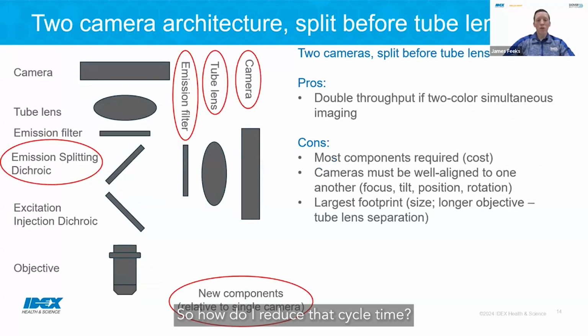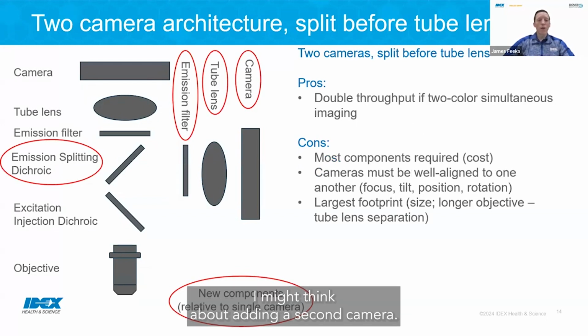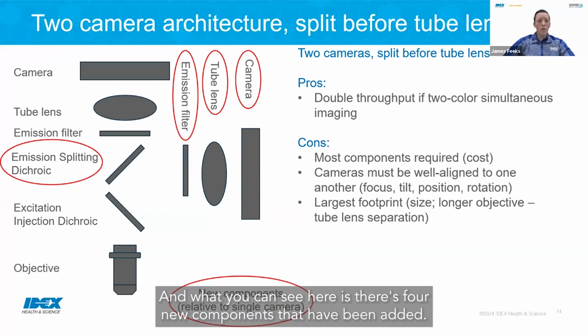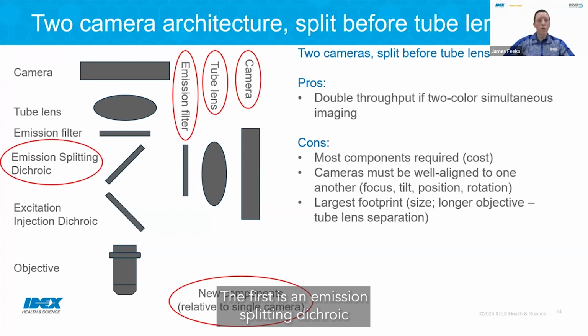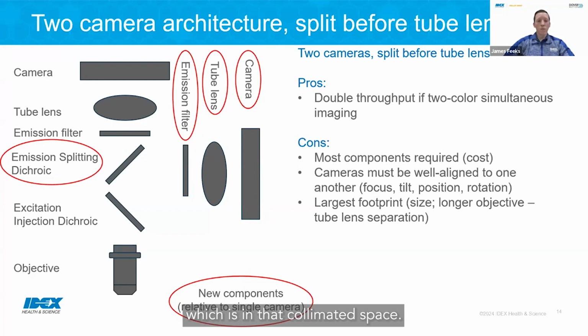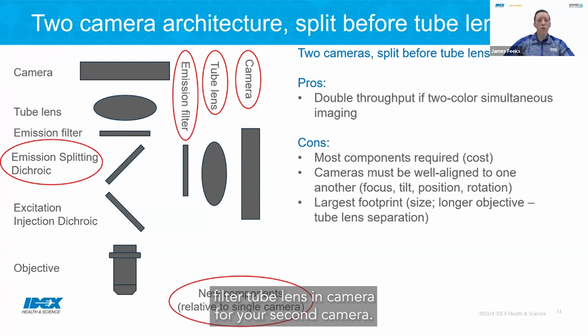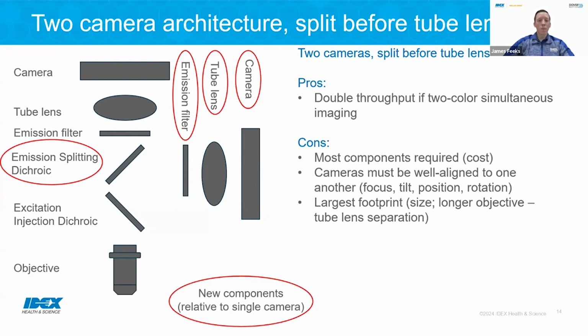So how do I reduce that cycle time? I might think about adding a second camera. So in this case, we're splitting before the two blends. And what you can see here is that there's 4 new components that have been added. The first is an emission splitting dichroic, which is in that collimated space. And then you're basically just duplicating your emission filter, two blends, and camera for your second camera.